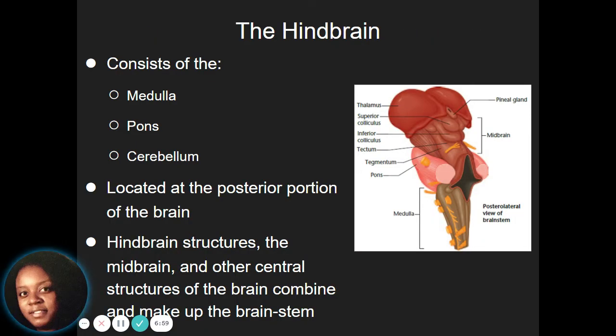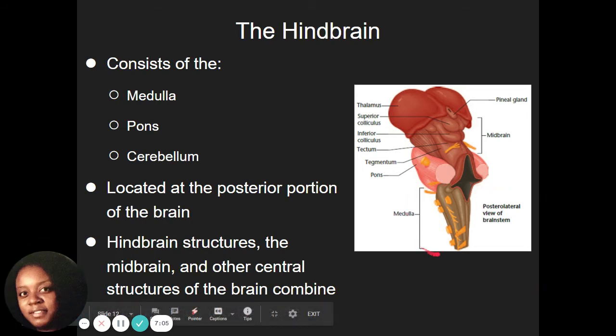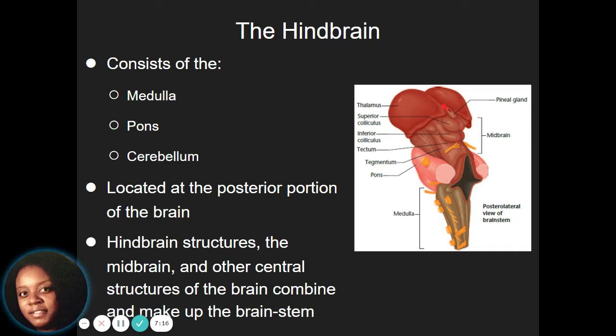The hindbrain consists of the medulla, the pons, and the cerebellum. So we've got the medulla here, and damage to the medulla can be fatal. We've got the pons here, and the cerebellum is going to be up here and separate or connect those two sides. These things are located in the posterior portion of the brain.